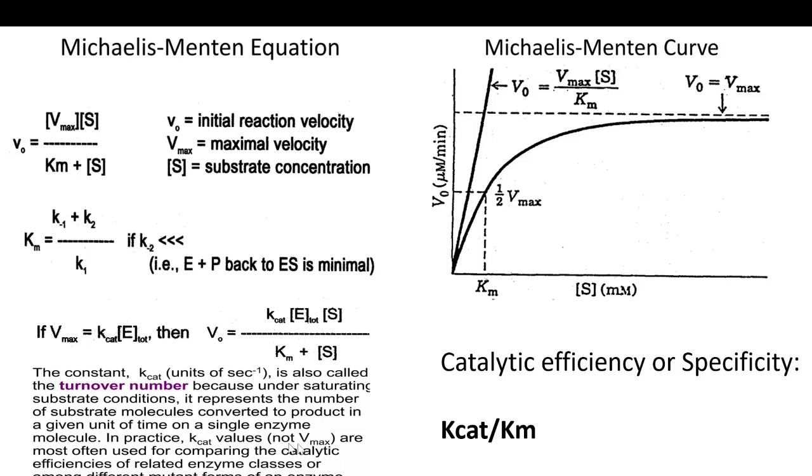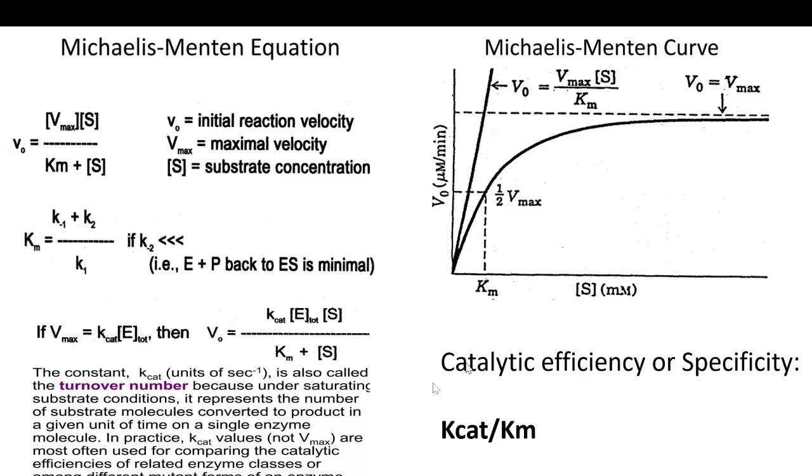In practice, the Kcat values, not the Vmax, are most often used for comparing the catalytic efficiencies of related enzyme classes or among different mutant forms of an enzyme. So here we came across another term, the catalytic efficiency, which in some terms is also called the specificity of the enzyme. It is simply given by the formula Kcat, the turnover number, divided by Km, the Michaelis-Menten constant.